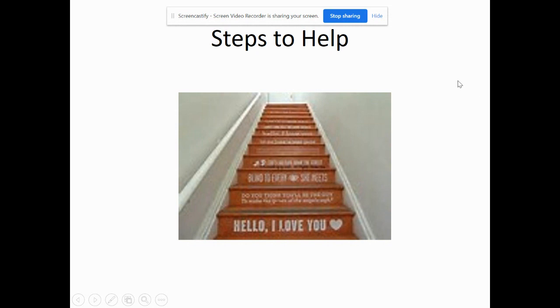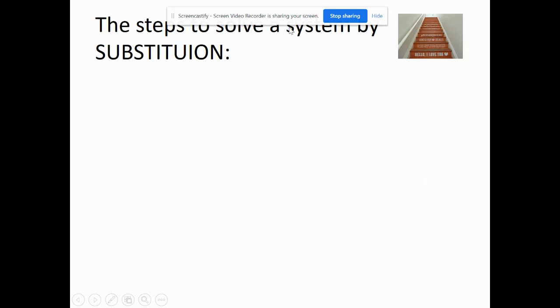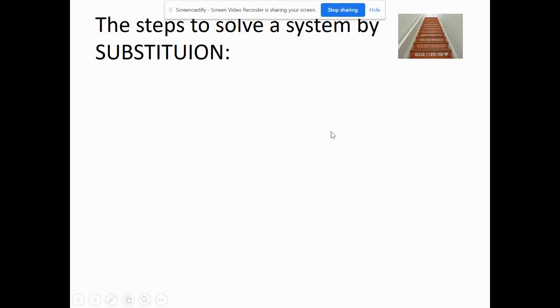Steps to help in substitution, not these kind of steps. So here we go. These are the steps involved in how to solve a system by substitution.